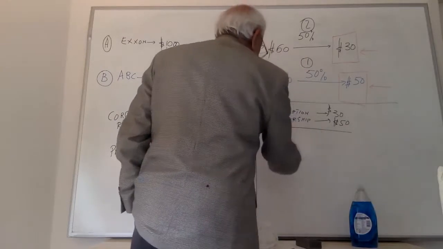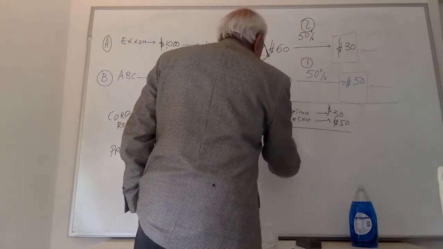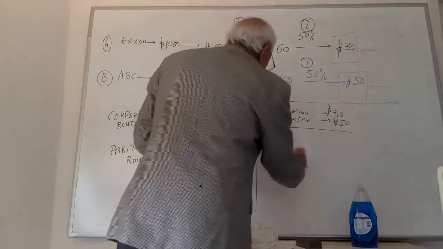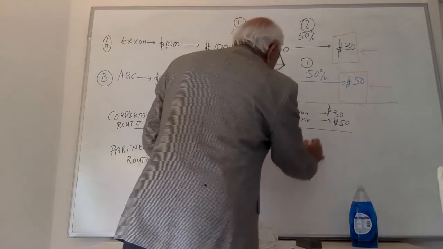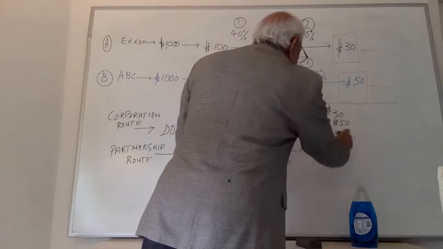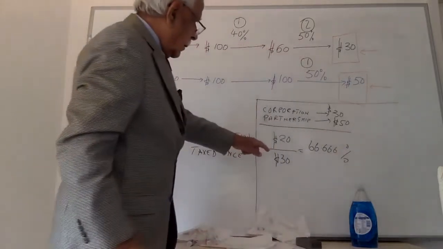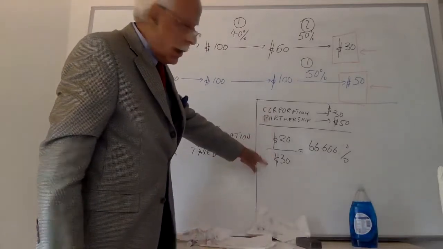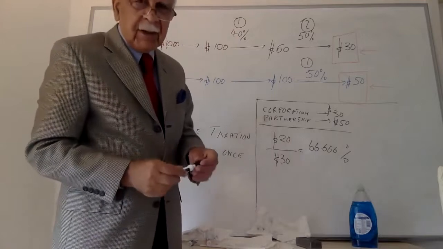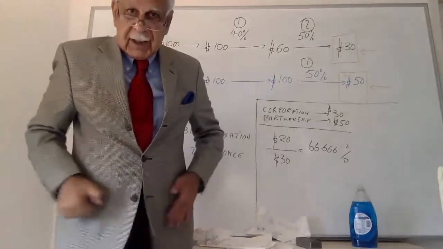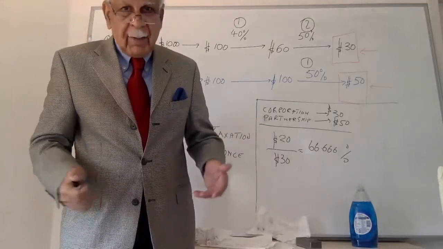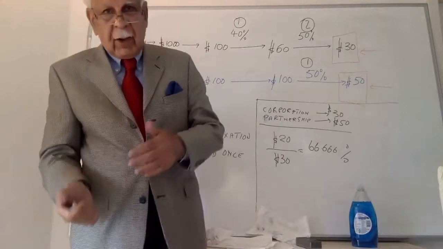So in case of partnership, you get $20 more. Instead of getting $30, you're getting 20 more. Corporation, you get $30 at the end. Partnership gets $20 more. That means in case of partnership, you get how much more? 66.6% more at the end in your pocket. 66.6% more. What a big advantage. Of course, there are trade-offs.